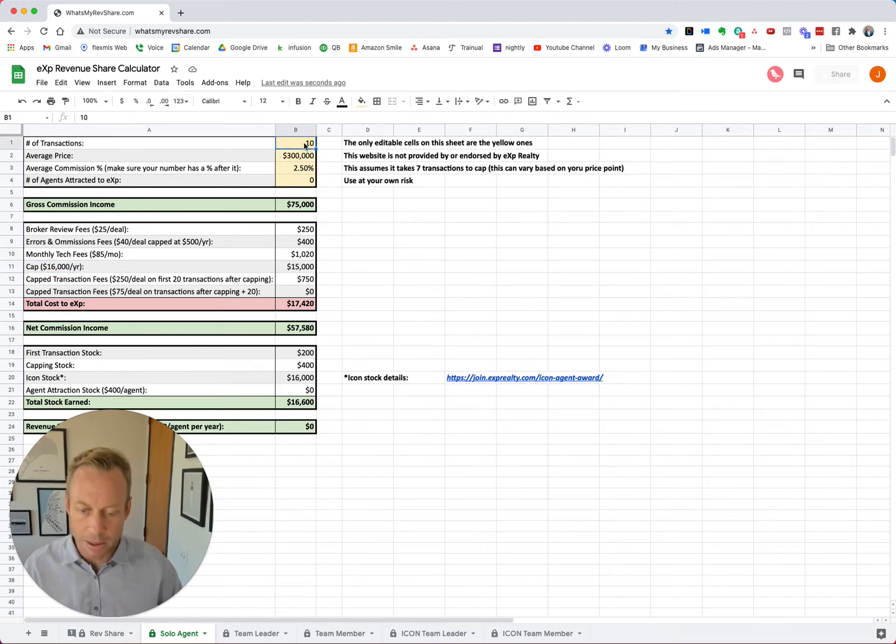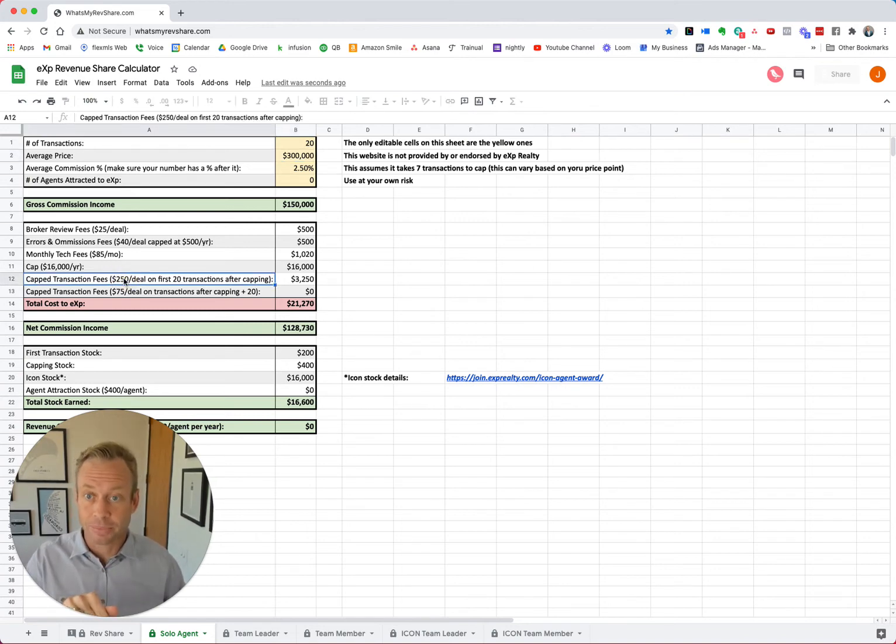So let's bump it up to like 20. So they're going to cap at the 16. And then once you've capped, the fees are, instead of splitting at 80-20, you get 100% of the commission less $250 per deal. That's the transaction fee. That transaction fee goes down after 20 deals to 75 deals.